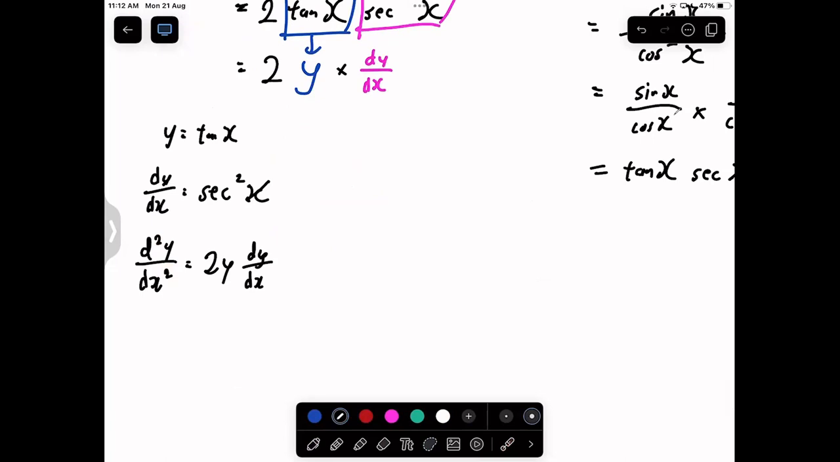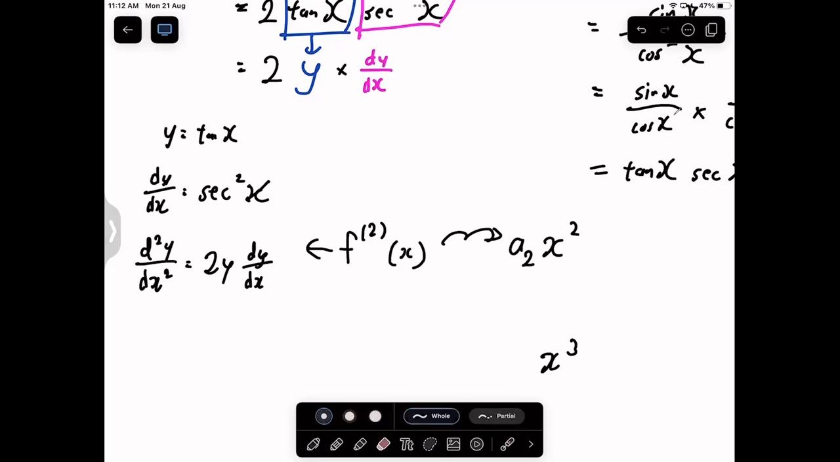What do you mean? This is the second derivative, right? f''(x). This will help to contribute to the coefficient a2 of the x power 2. Now they ask for up to x cubed. So what do you need? Find the third derivative. Exactly, yeah. So the derivative notation is d cubed y by dx cubed.